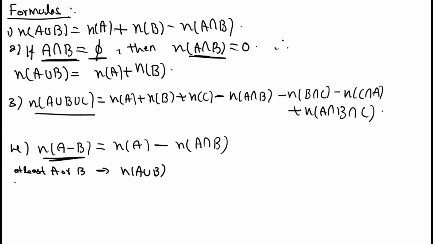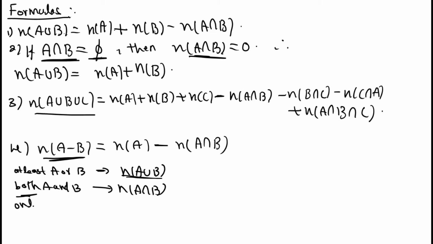Suppose both A and B is given. That time you need to calculate n of A intersection B. At least one, that means the A or B condition. Okay. Whenever at least one comes, then you need to use the formula n of A union B. Whenever A and B comes, or the word both comes, then you need to use A intersection B.